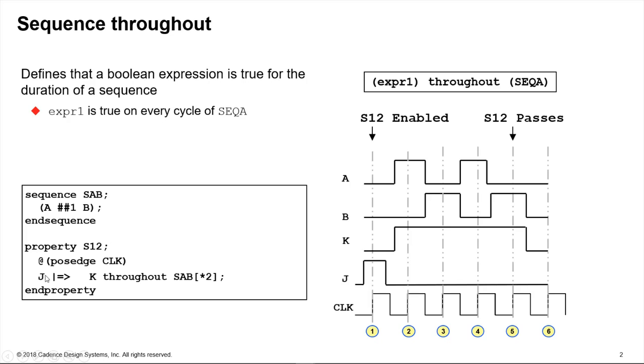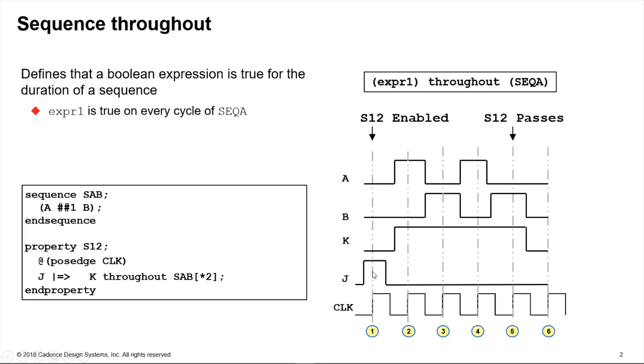So here's a property using this. We've got J implies next cycle K is true throughout this sequence here. So SAB is a sequence defined as A followed by B. The star two means two consecutive repetitions of that, so that means AB, AB. We require K to be true throughout completion of that sequence, the cycle after J occurs.